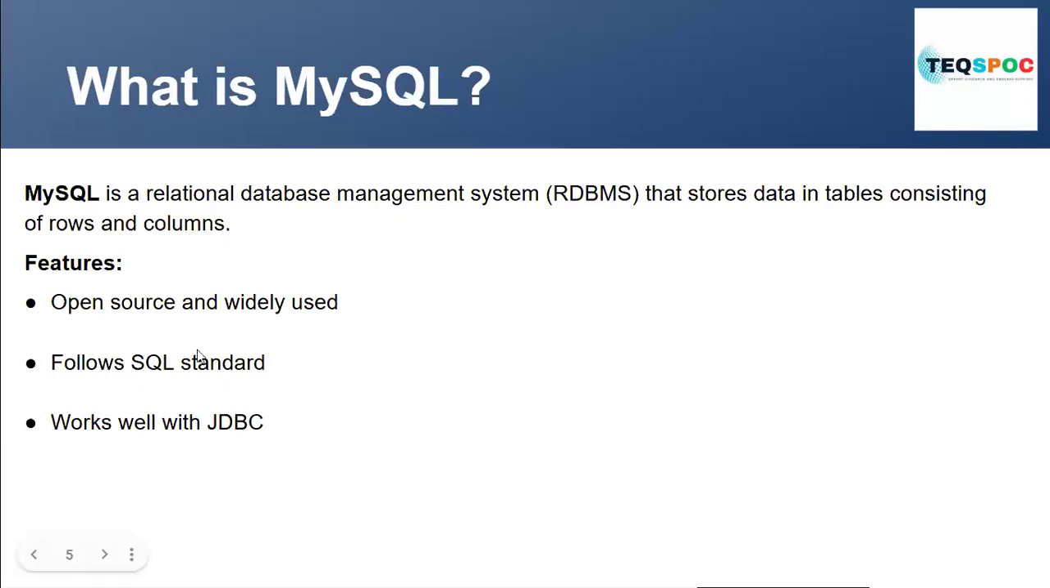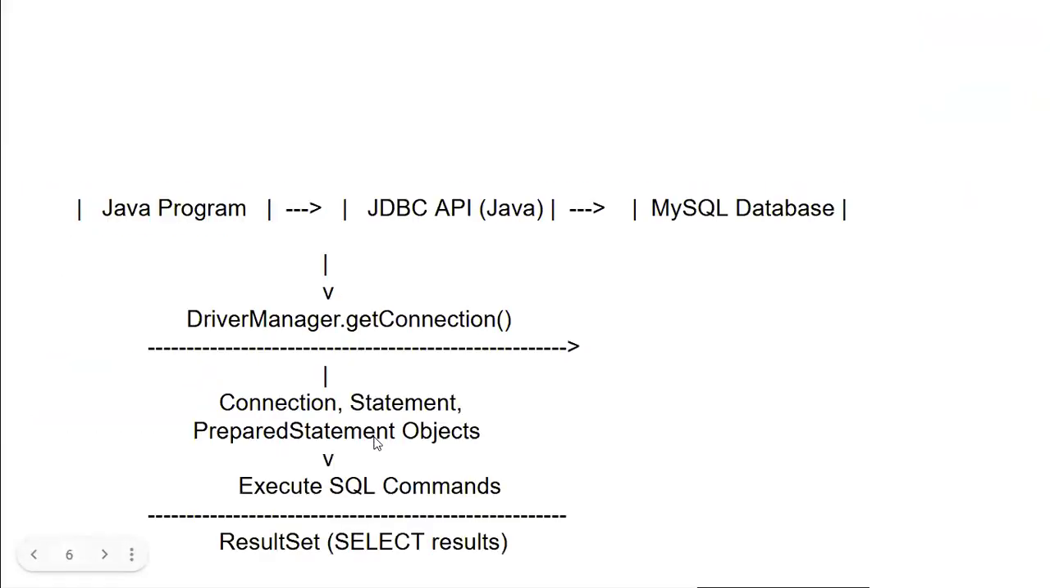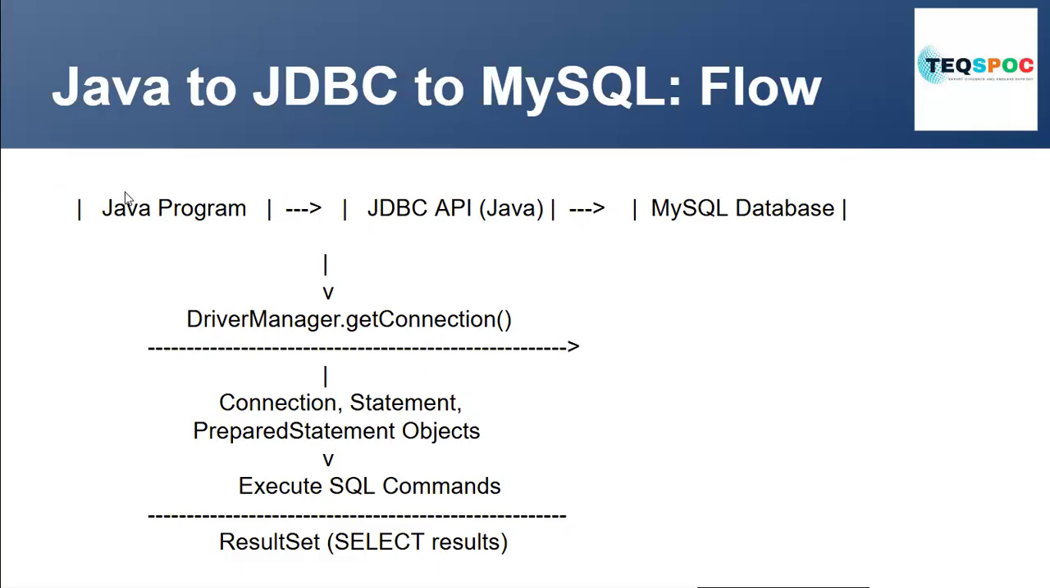Now, what is MySQL? MySQL is a relational database management system that stores the data in tables, rows, and columns. Currently we are using MySQL, where we create the table and create the database. MySQL uses the SQL standard language for doing database-related operations, built with JDBC. So that is our flow. We have created a Java program, then the JDBC APIs, and this API connects to a MySQL database.